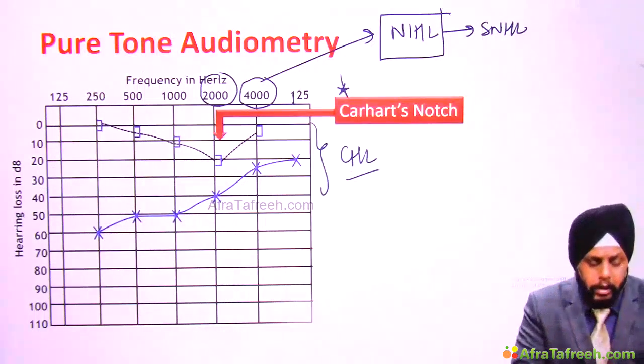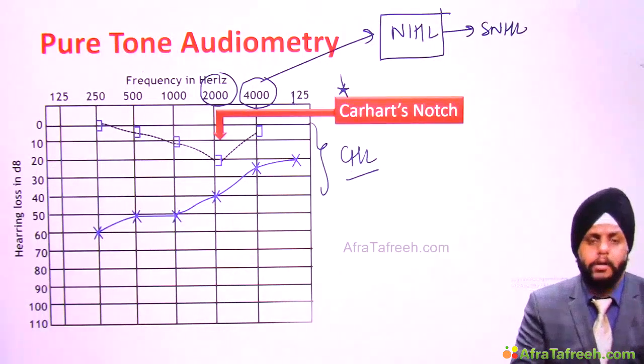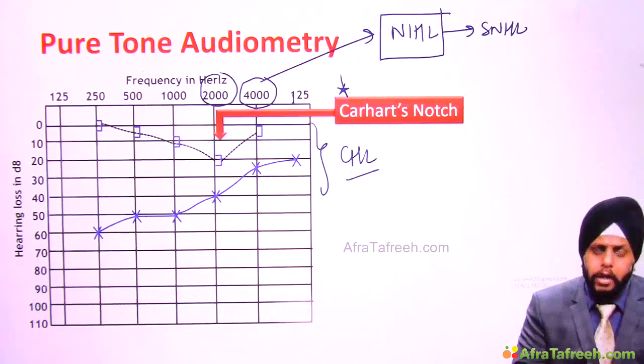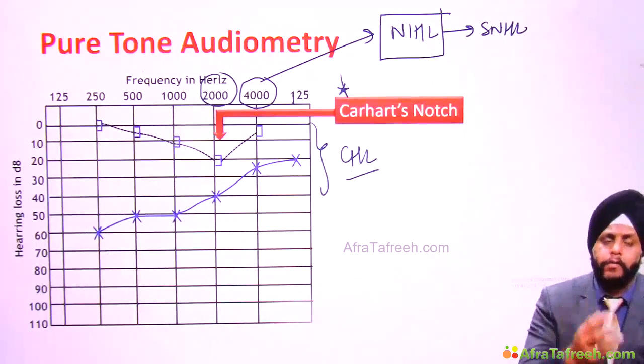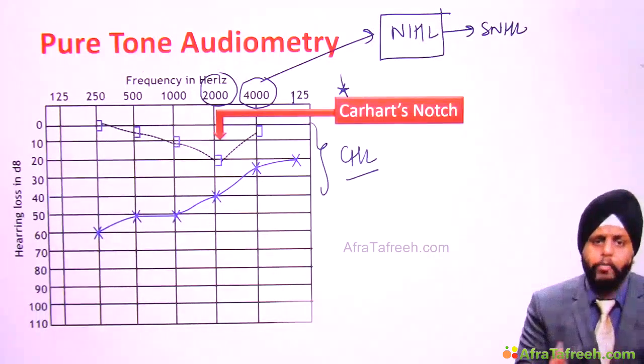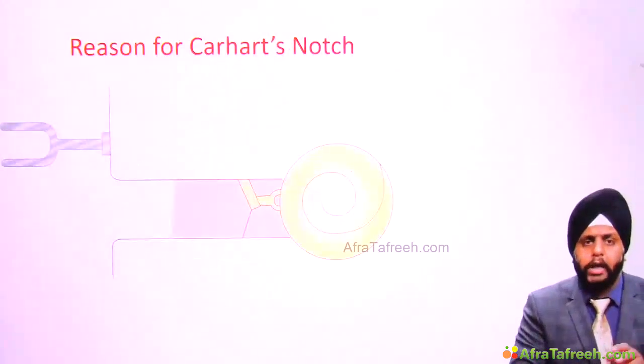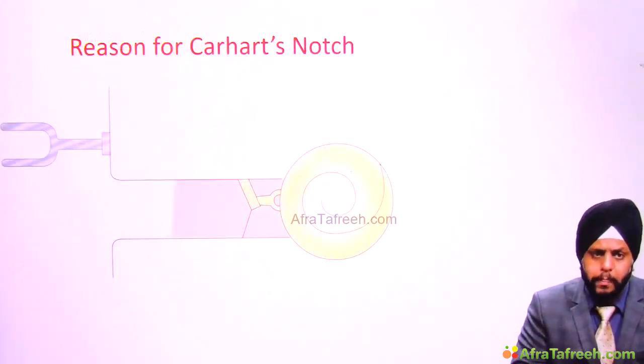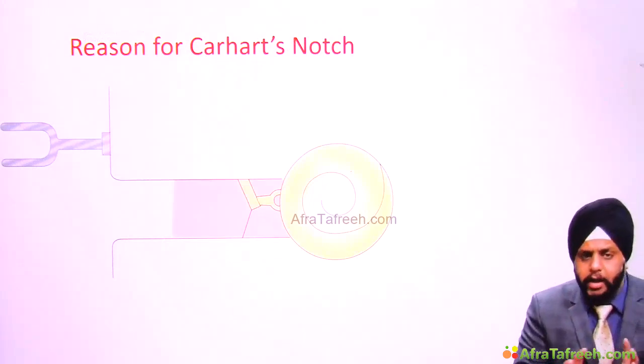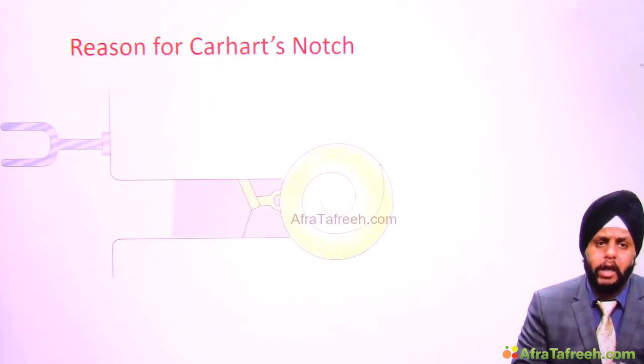Okay. Now sometimes the students ask me, sir, this is a disease of air conduction. Why do we have this dip in bone conduction? Why do we have the Carhart's notch? Okay, so let's understand why we have the Carhart's notch. You can see over here, I have made a rough sketch for the external ear, middle ear, and the cochlea.